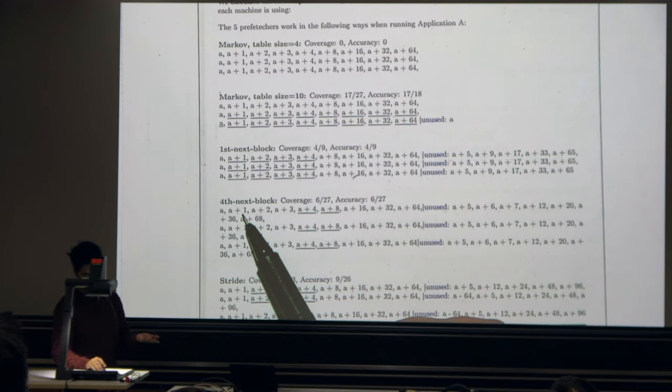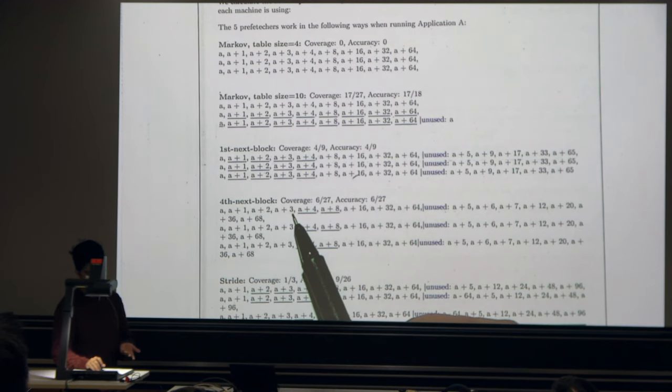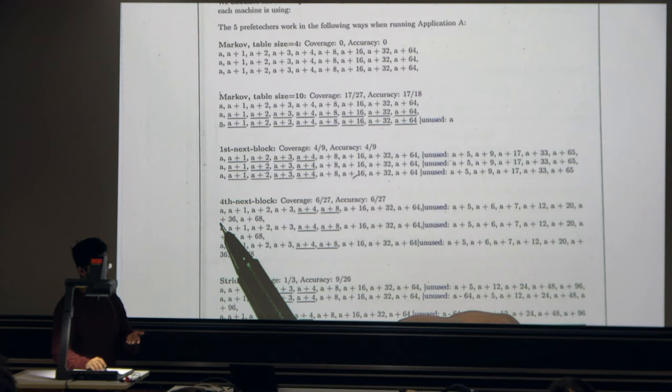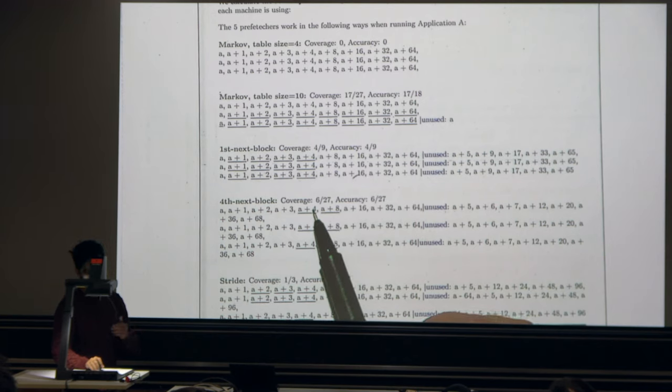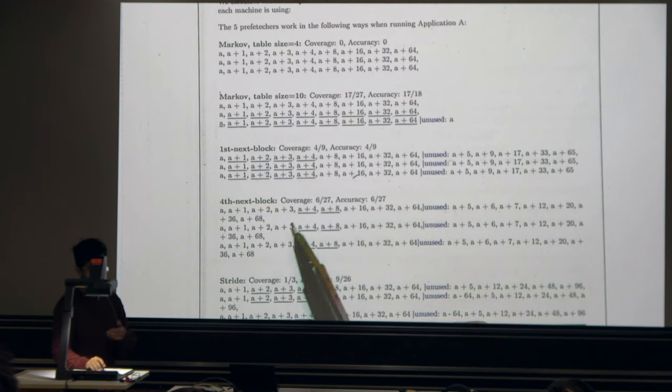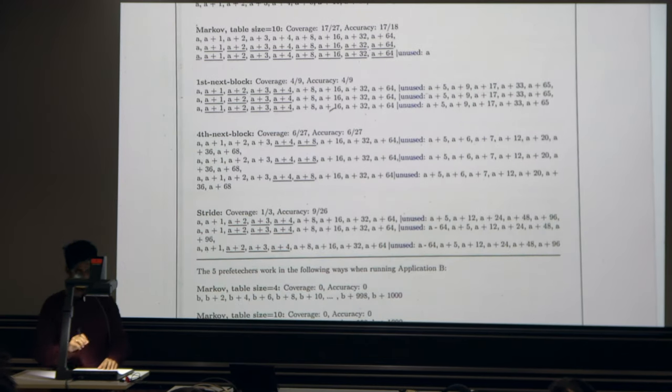A plus 1 is not covered. A plus 2 is also not covered. A plus 3 is also not covered, because nobody can actually prefetch for these guys. A plus 4 can be prefetched from A, because that's the fourth next cache line. So that guy is covered. A plus 8 is also prefetched by A plus 4. That means this guy is also covered. Anything apart from these is not covered. So then these are also gone. So again, you can come up with the coverage number and the accuracy number. Make sense?